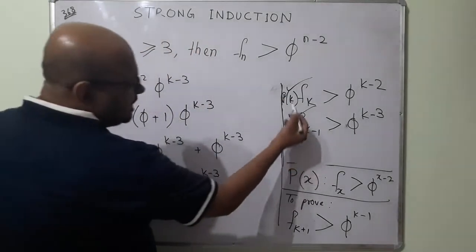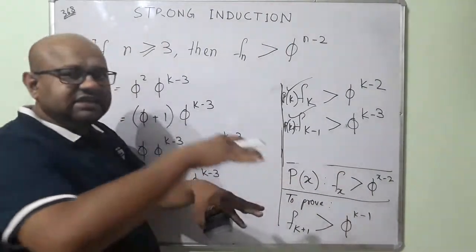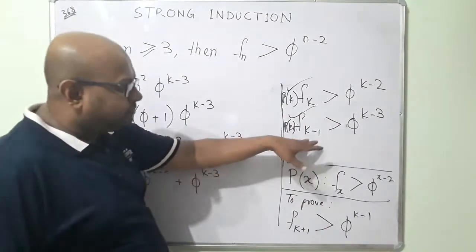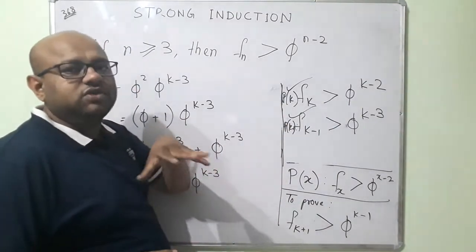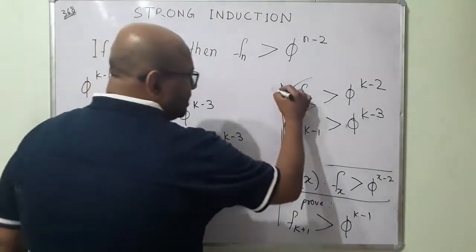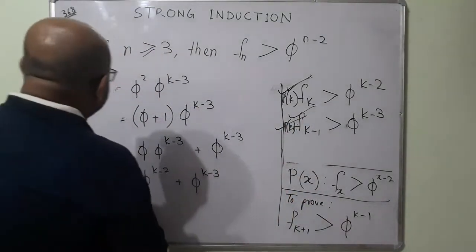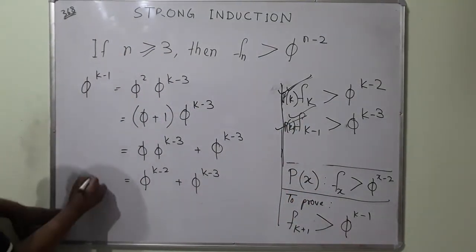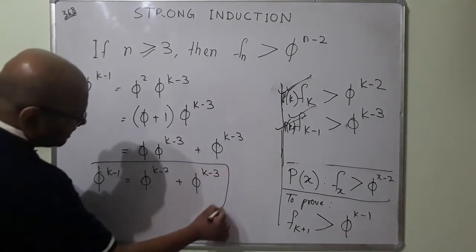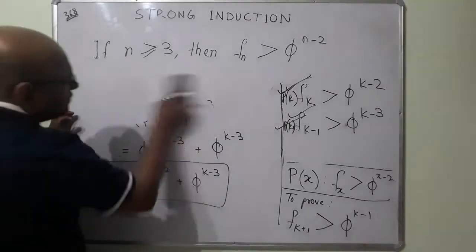Since k is greater than or equal to 4, p of k minus 1 is for n greater than or equal to 3. So from 3 up to k we had assumed to be true, right? So this is true, this is true, we know for sure. Now we know 5 to the power k minus 1 is equal to this. We have done this algebra and we have found this.